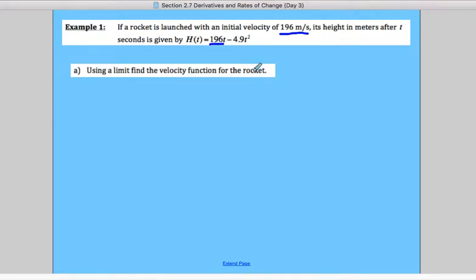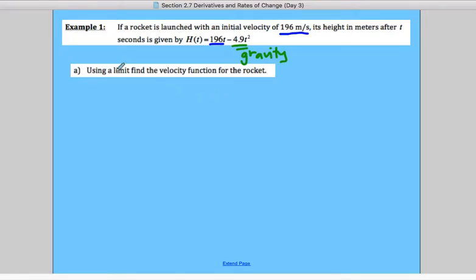Velocity is typically the number that's right in front of the variable that's by itself. The number that is in front of whatever is squared, if it's a quadratic, usually represents gravity. The reason it's negative is because gravity pulls you down. So that is our equation that represents the launch of our rocket.